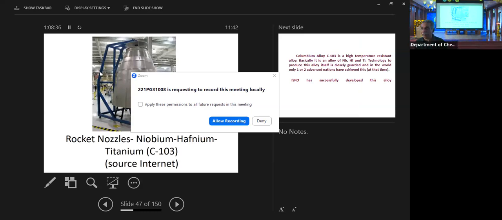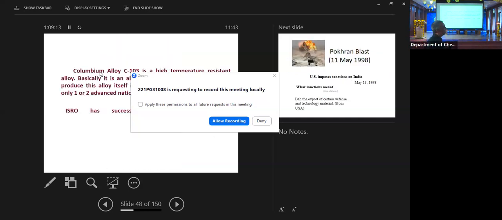Okay, we are talking about quite some time ago. The rocket nozzles, believe me, these are not something which I have worked on. I'm only showing it from the internet because we have worked on the specific problem with the VSSC people. That is real. But if I have to show something to you, I have to bring something from the net also, right? This is the rocket nozzle and it is made out of a niobium hafnium titanium C103 alloy, and that requires these metals. Now, this columbium alloy is a high temperature resistant alloy, which is in the nozzle.